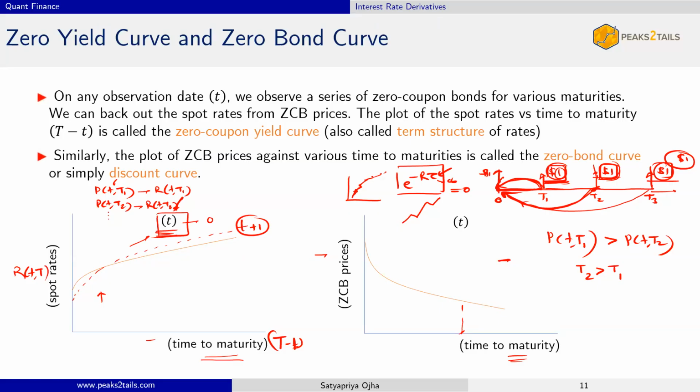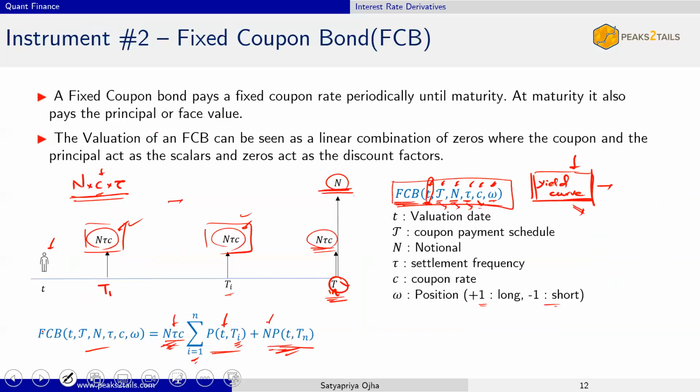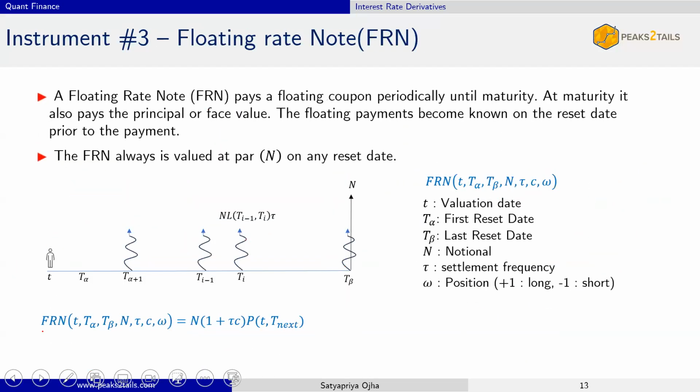All right, so let's move on. We talked about fixed coupon bonds. Now let's talk about floating rate notes. Quick audio check. You guys can hear me? Okay. Floating rate notes. This is very, very interesting. A floating rate note gives you floating coupons.